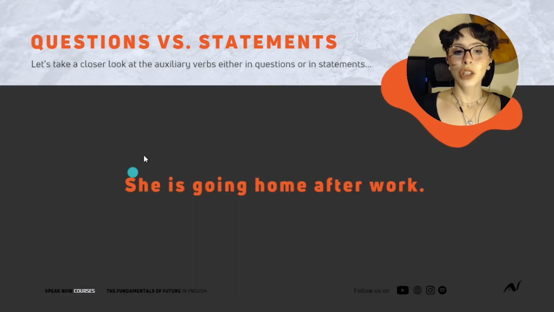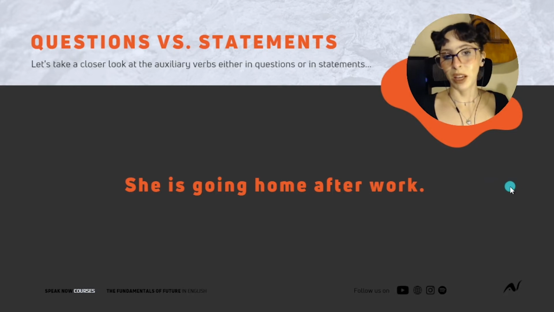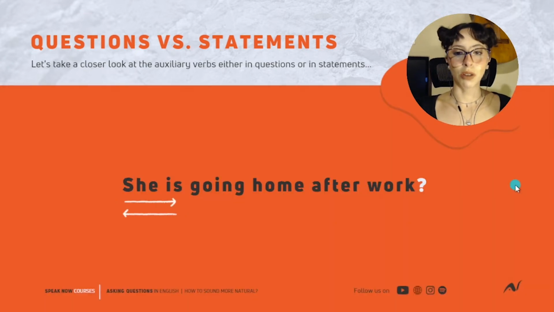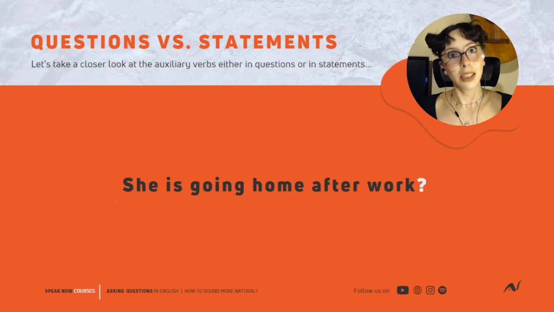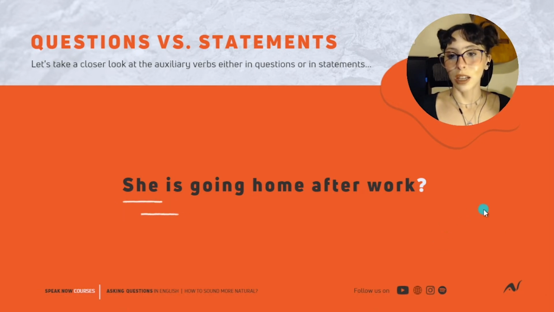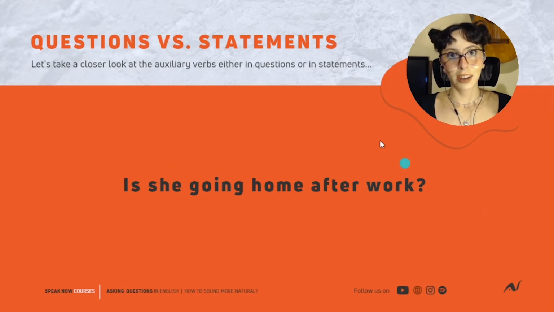Repeat after me. "She is going home after work." Very good. So this is an affirmation. This is an affirmative statement. I'm informing that she's going home after work. What if I want to make this an interrogative sentence? What if I want to transform this into a question? Again, I have to include the question mark, change the intonation, but I also have to remember to switch the order of the auxiliary verb, the verb to be in this case, and the subject she. So it becomes, "Is she going home after work?" Can you repeat that?